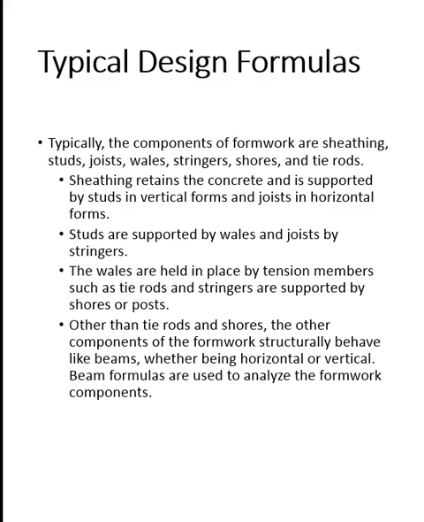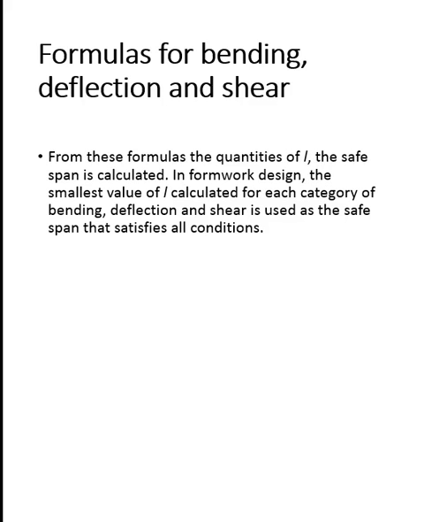So, what are the typical components of forms? Sheathing, studs, joists, wales, stringers, shores, and tie rods. We've already looked at that a number of times. You could look at that again if you need. Compare it to the drawings that are here and that I've already posted for you. You have to be concerned with bending, deflection, and shear.